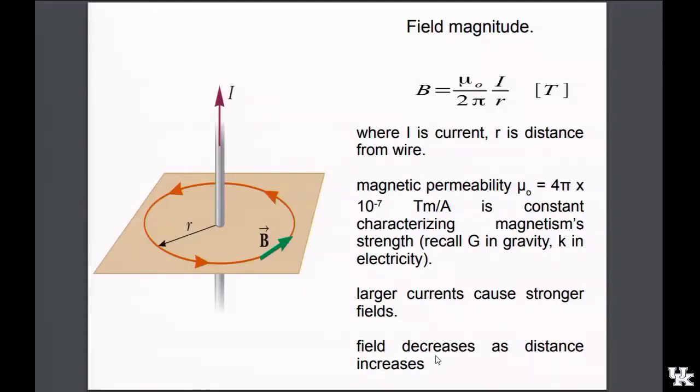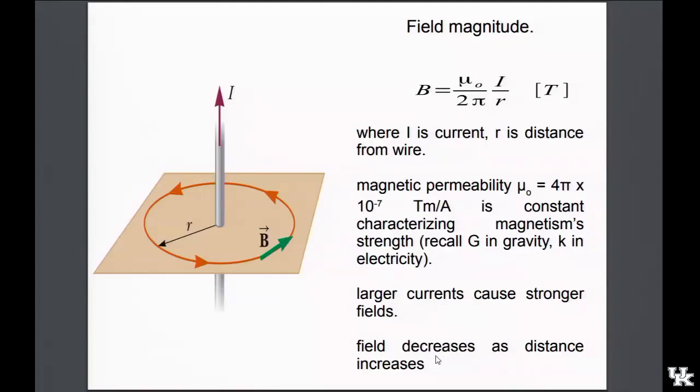Then the second feature here is that the further you are from the current-carrying wire, proportionally, the strength of the field goes down. So if you double the distance from the current-carrying wire, then you're going to halve the magnetic field. If you triple the distance, you're going to have just 1/3 of the strength of the magnetic field. So the magnetic field strength, or magnitude, is in proportion to the inverse of the radial distance from the wire. And so that's in the equation here.